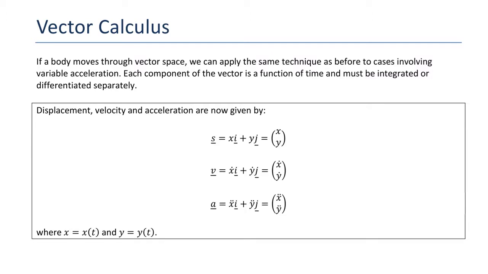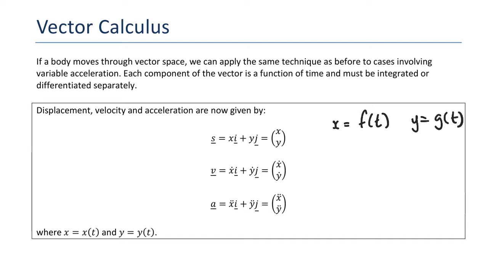In this video we're going to look at vector calculus. If a body moves through vector space, we can apply the same technique as before to cases involving variable acceleration. Each component of the vector is a function of time and must be integrated or differentiated separately. So if we've got s equals xi plus yj, then the x is going to be some function of t, and the y is going to be some function of t as well.